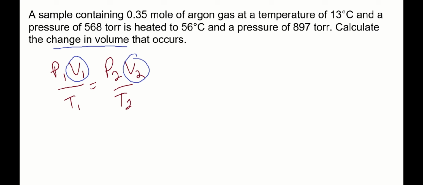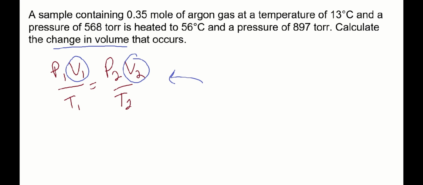So there's a couple ways you can go about this problem. And one of those ways is to use the ideal gas law twice, or use it once and then switch over to this combined gas law once you find one of the volumes. Let's start by finding what the initial volume of this gas is.